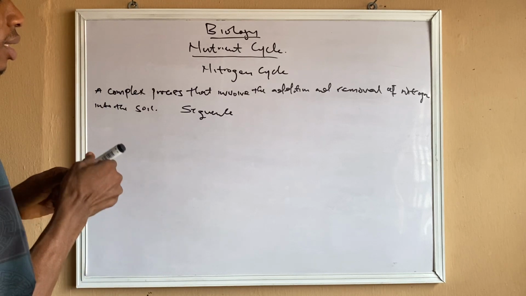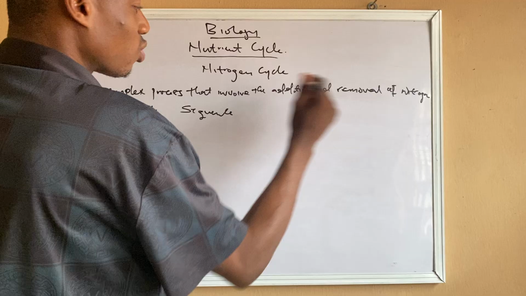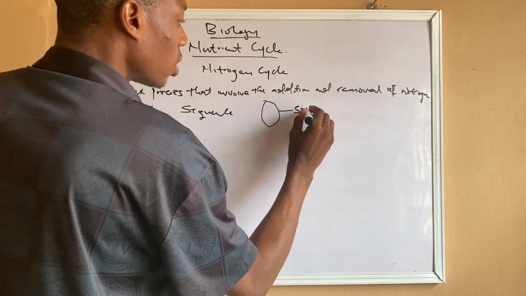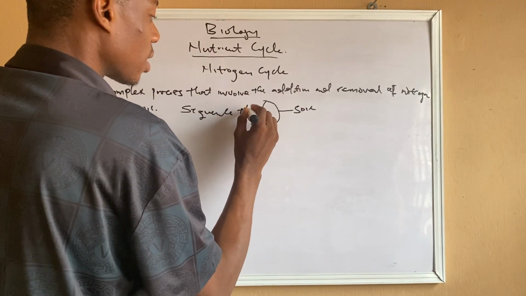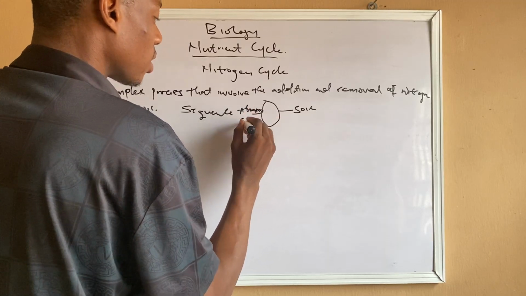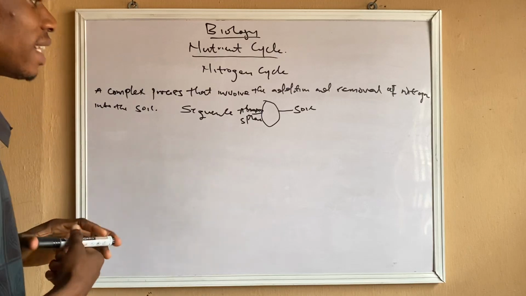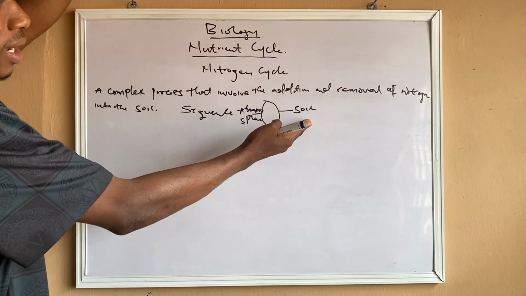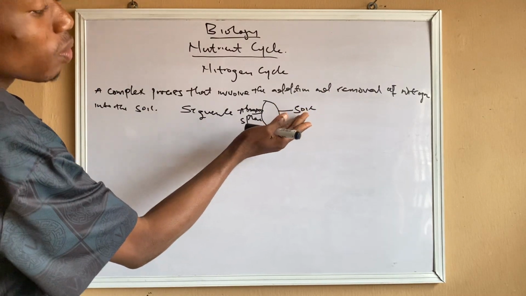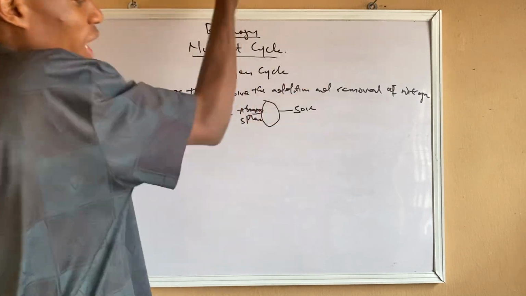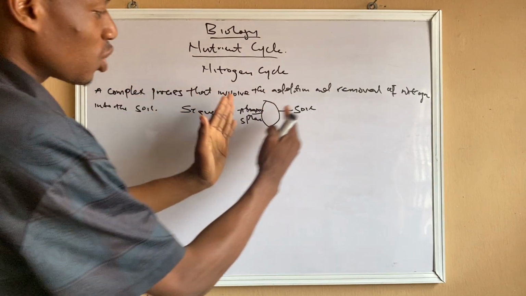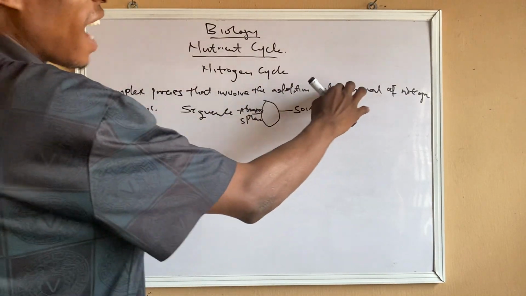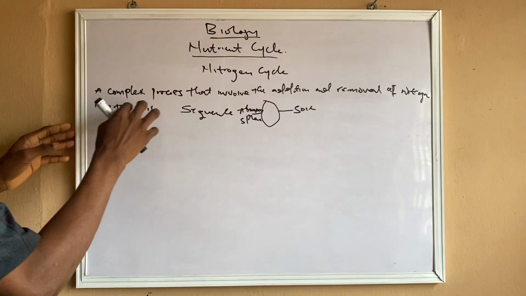Why? Because for nitrogen to be added into the soil and to be removed, there is a reaction between the soil and the atmosphere. Because we said addition, that means the nitrogen is being added to the soil from the atmosphere, and removal means we are removing the nitrogen from the soil back to the atmosphere. That's the reason why we said there is a reaction between the atmosphere and the soil. So it's a complex process that involves the addition and removal of nitrogen into the soil and the atmosphere as well.